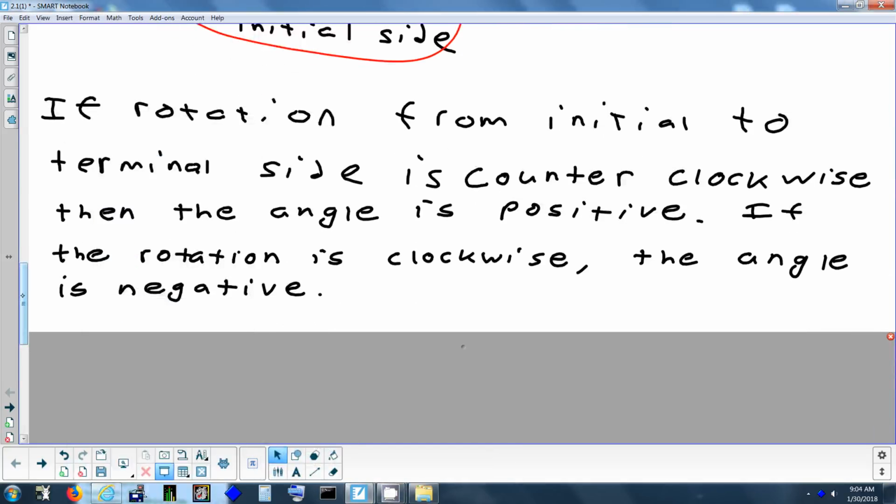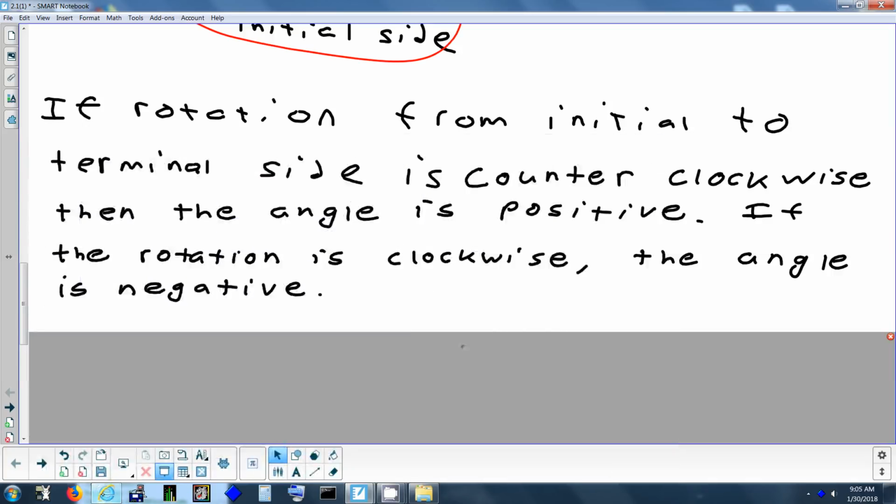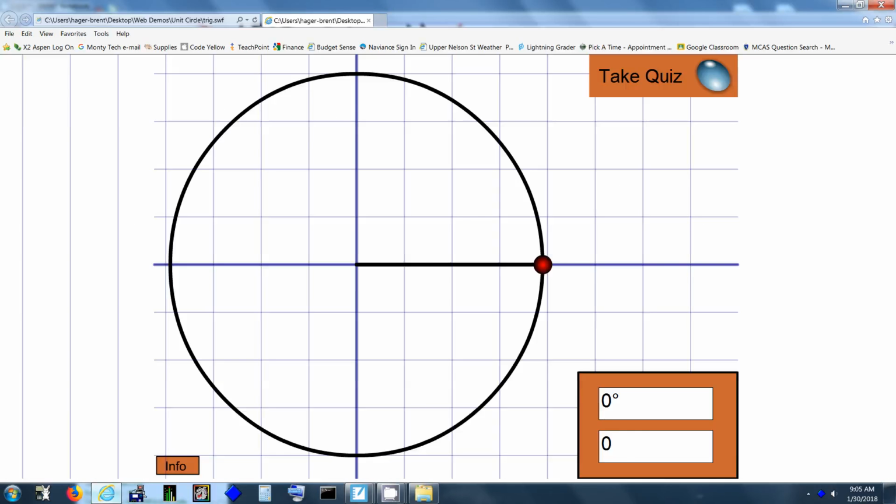All right, so let's take a look at an interactive thing where I can move the terminal side. I can't move the initial side, but I can move the terminal side, and I can create different angles. We said earlier that if we measure counterclockwise, that's positive, so that would be going in that direction. The initial side is always on the x-axis. I can't change it, but the terminal side, I can drag it wherever I want.